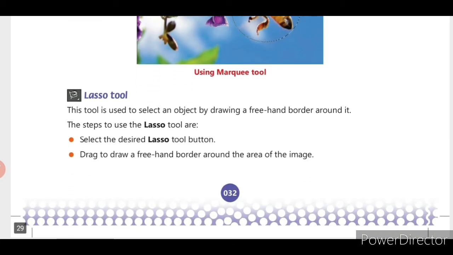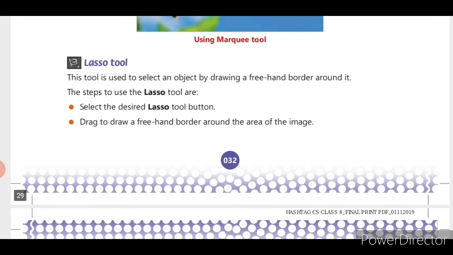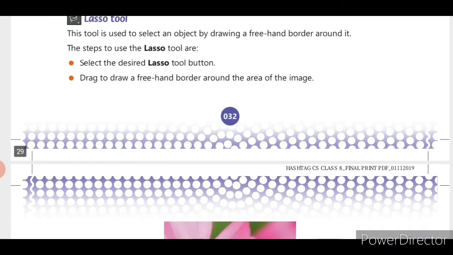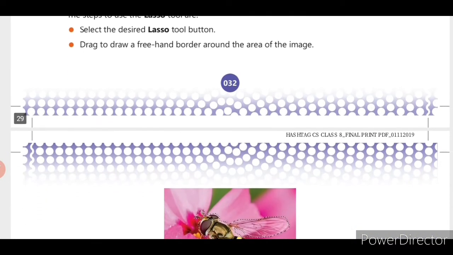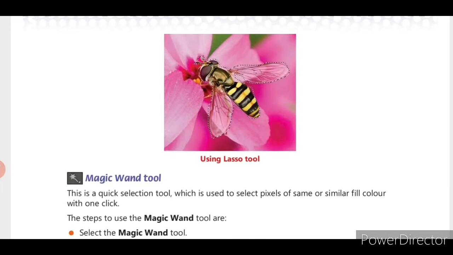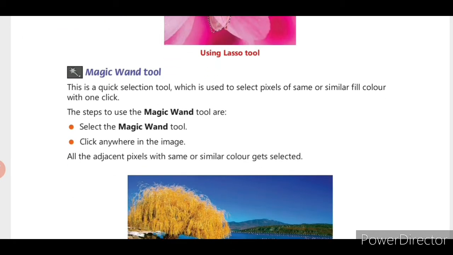Next we have seen about the lasso tool. What is the lasso tool? It is used to select an object by drawing a freehand border around it, understand? So with this lasso tool we are going to draw a freehand border around the selected object. What are the steps to use this lasso tool? First we need to select the lasso tool, then draw a freehand border around the area of the image. Clear?